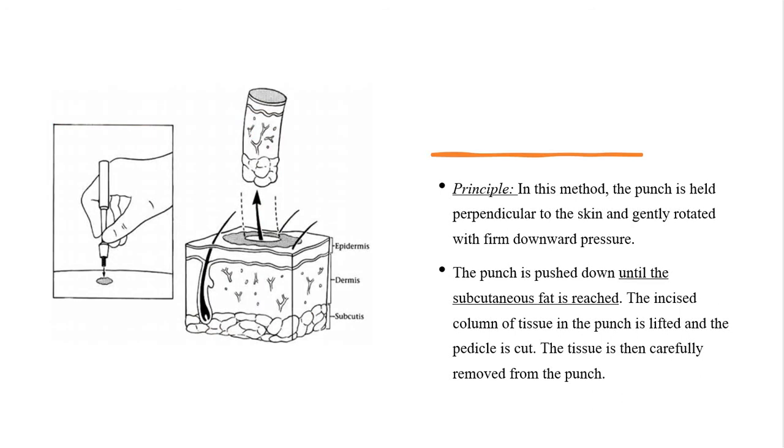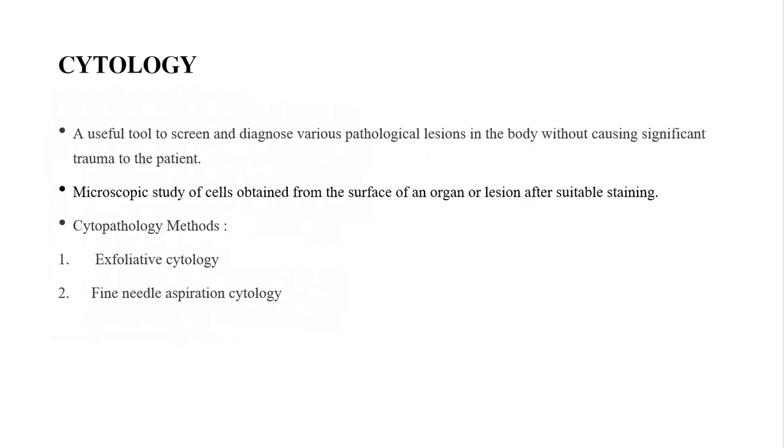In this method, the punch is held perpendicular to the skin and is gently rotated with firm downward pressure. The punch is pushed down until the subcutaneous fat is reached. The incised column of tissue in the punch is lifted and the pedicle is cut. The tissue is then carefully removed from the punch.